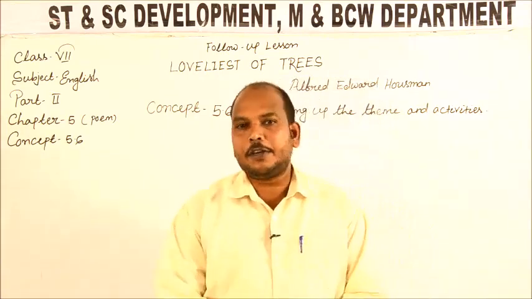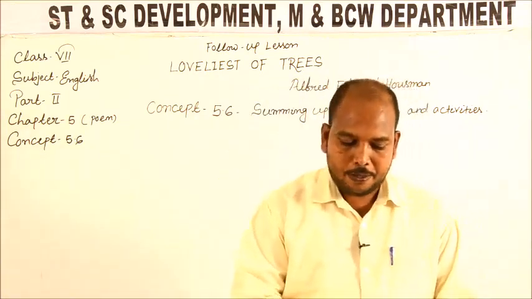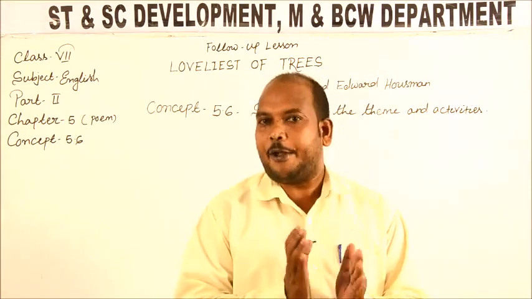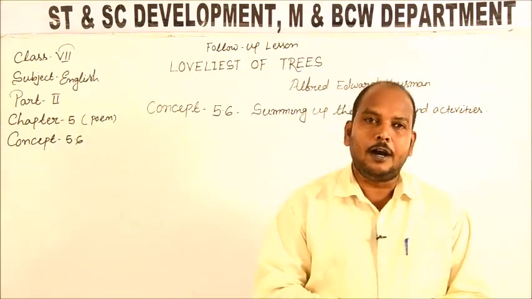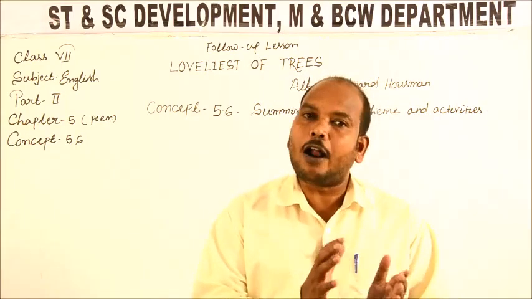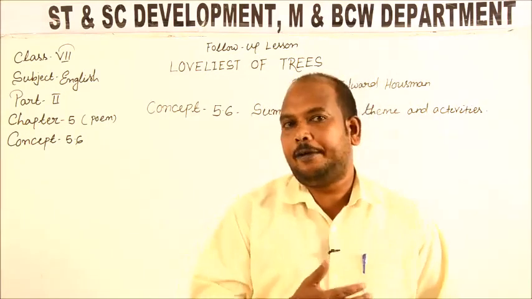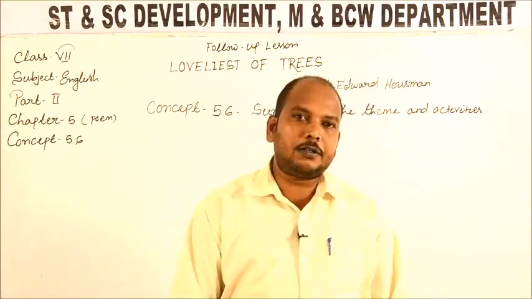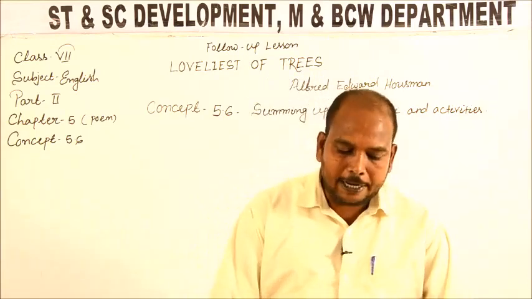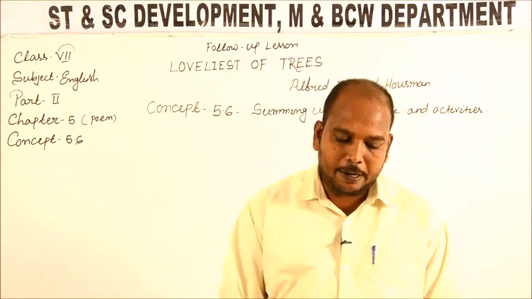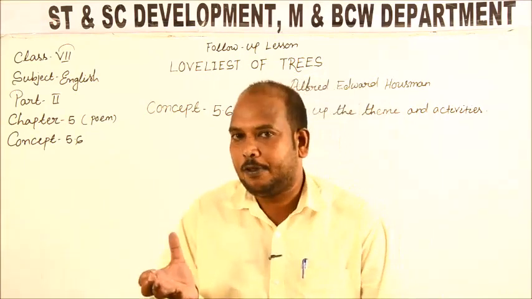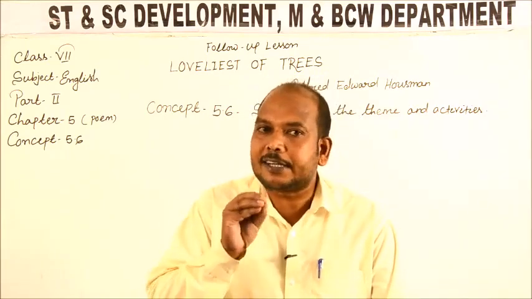Students, in the previous class we have completed the poem Loveliest of Trees written by the British classical poet and scholar Alfred Edward Houseman. As we have discussed, Alfred Edward Houseman follows the ballad style of writing poems. So what do we mean by ballad style? By ballad style we mean a kind of narrative poem, especially a sentimental or romantic poem. Ballad style means these are narrative poems written in such stanzas.